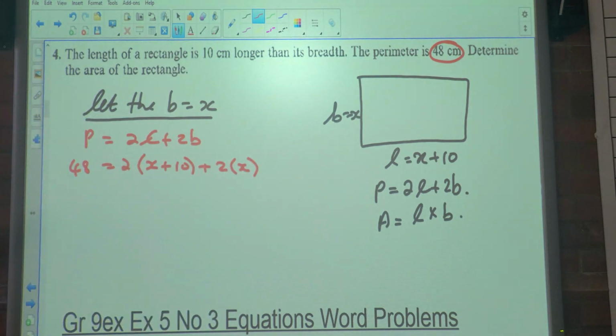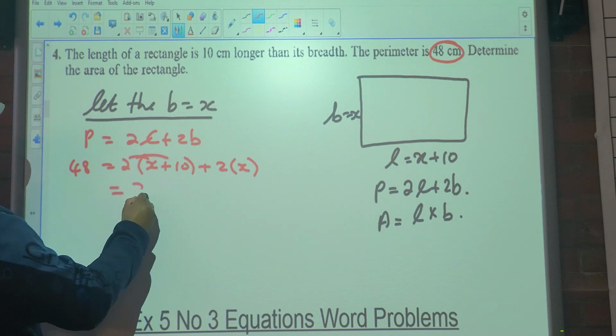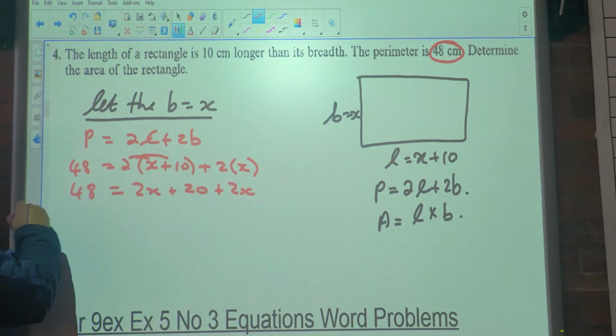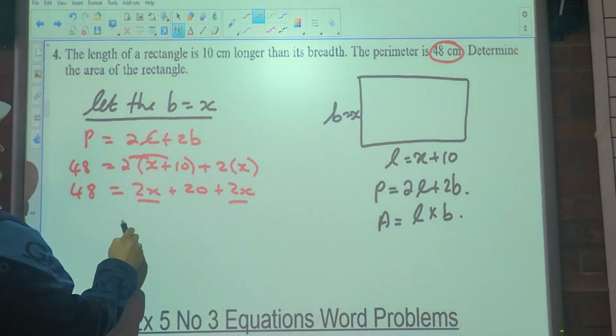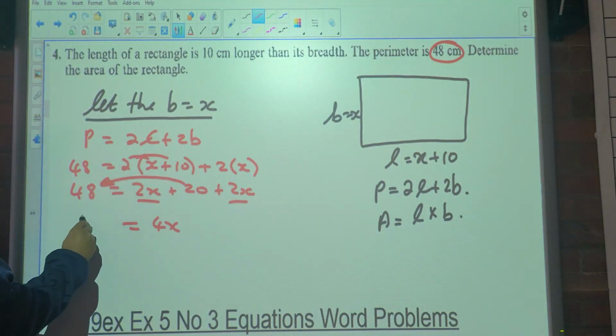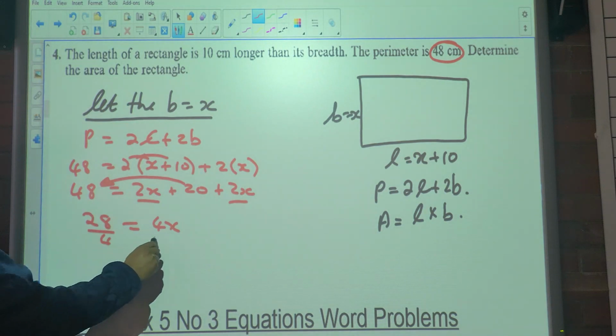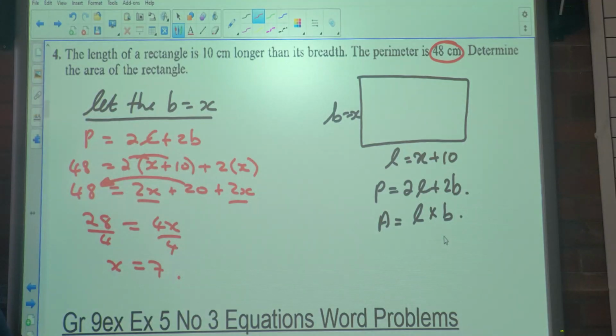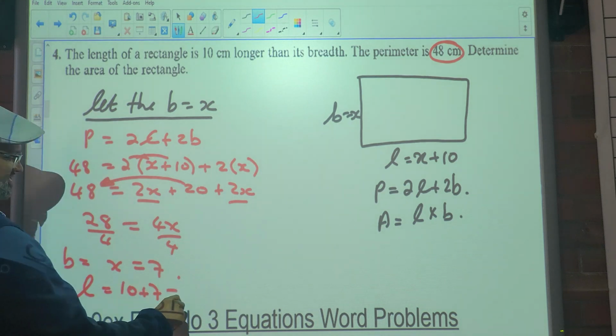People, a simple equation. Get rid of the brackets. So it's 2x plus 20 plus 2x is equal to 48. 2x plus 2x is 4x. 48 minus 20 is 28. Divided by 4 both sides, 7, which is my breadth. So what's my length? 17. 10 plus 7. You can just write 17.